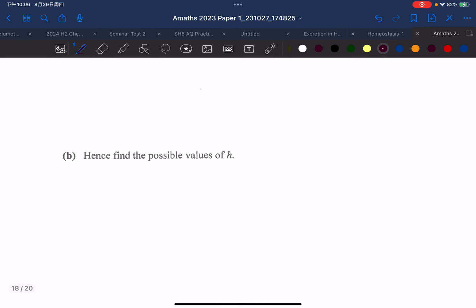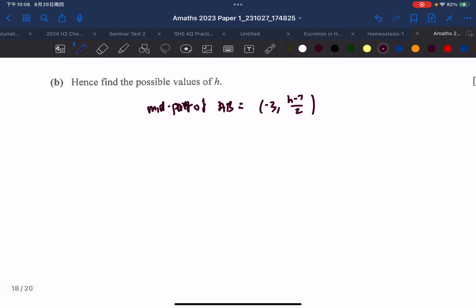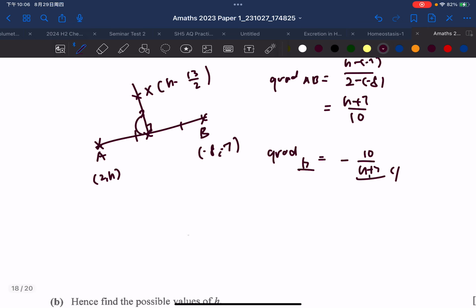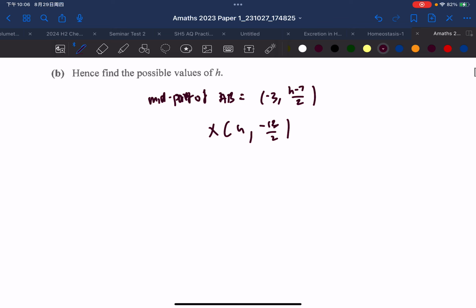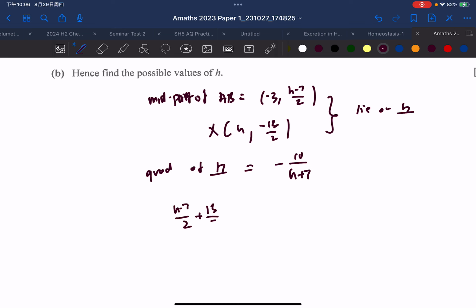So I will demonstrate the first part because it is the easiest. We find the midpoint of AB. We will get -3, h minus 7 over 2. Then we know that I also have X being h, and then -13 over 2. I already know that the gradient of my perpendicular bisector is this. And I know that for me to find the gradient of a line, I need 2 points that lie on the line. Both of these points lie on the perpendicular bisector. So I can manipulate with this. Because I know this, I will also get this.